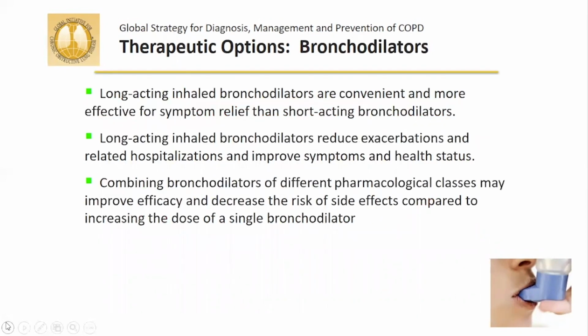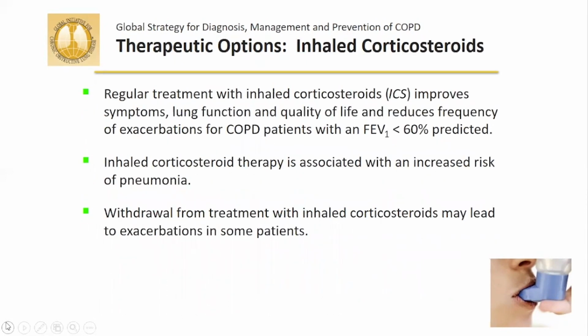We now have what we call the long-acting inhaled bronchodilators, which are given once or twice a day. We also have combinations of different medicines that has shown efficacy in improving their symptoms and decreasing the side effects of some of the medications that are being given to these patients.